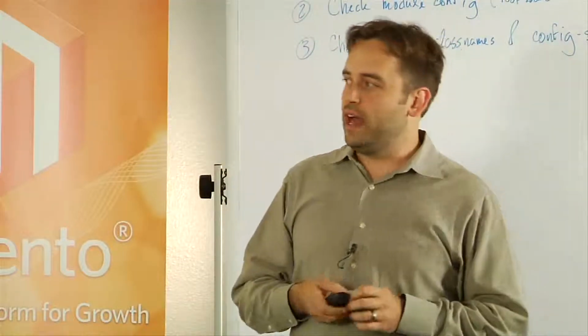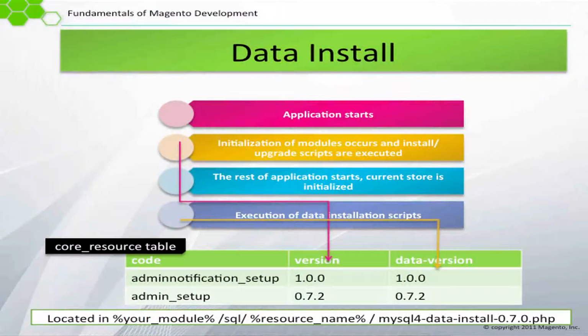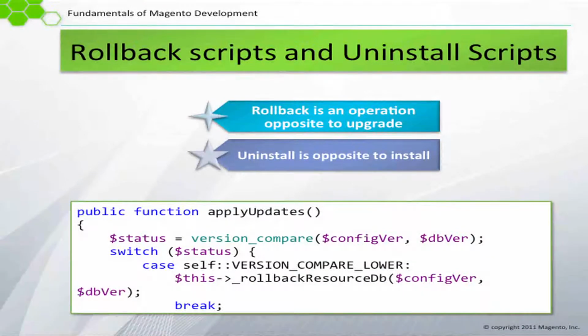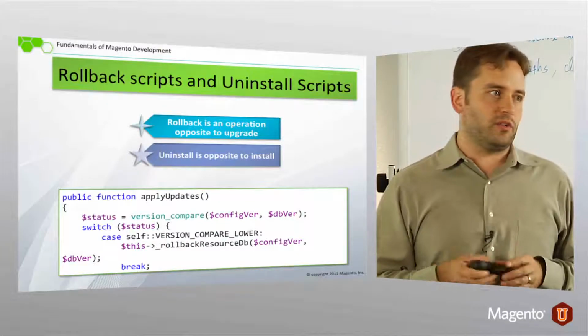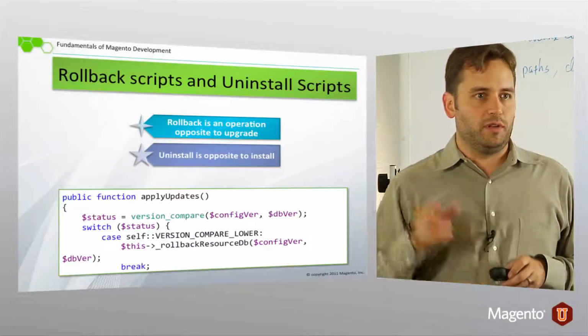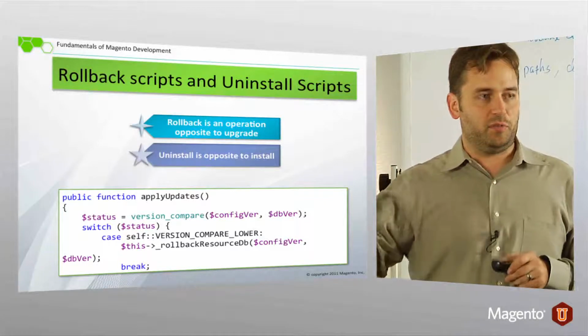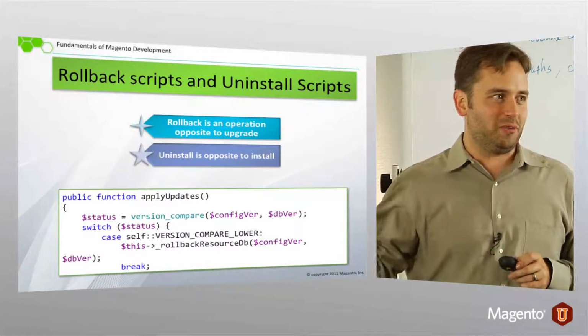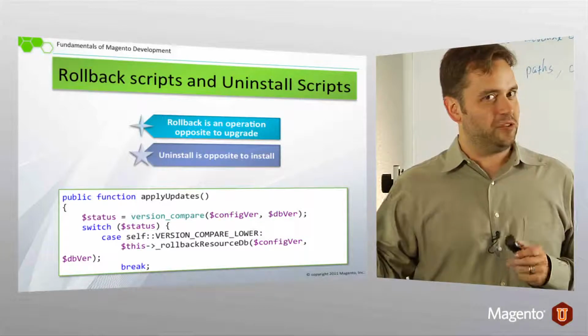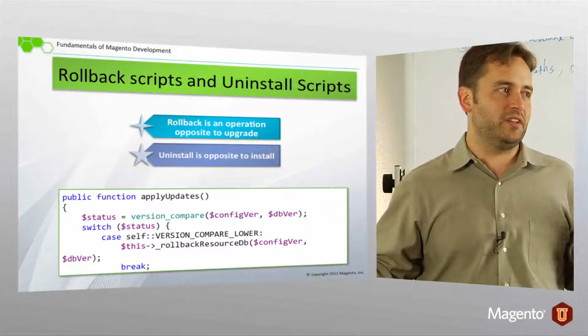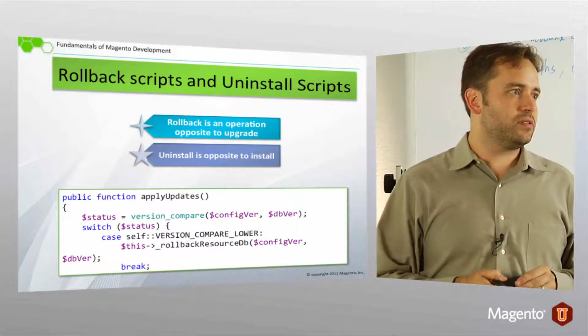That file would be named MySQL data install instead of install or data upgrade. Rollback is also possible, and the only noticeable difference between a rollback script and an upgrade script is that you might go from 0.7.0 to 0.7.1 for an upgrade, and a rollback would be 0.7.1 to 0.7.0. It's never implemented in the core. They don't do this.